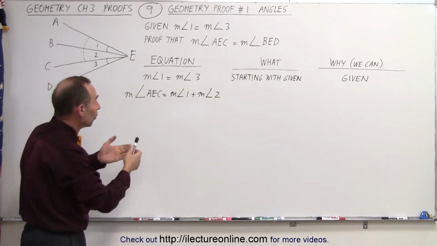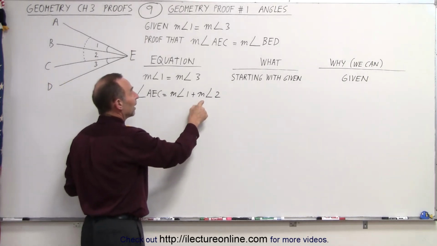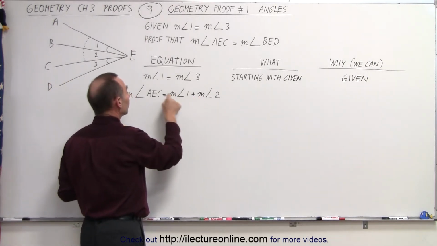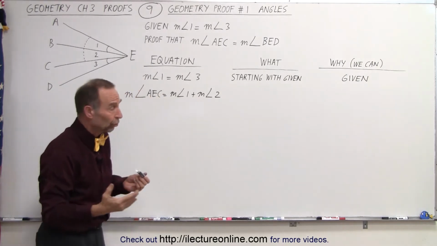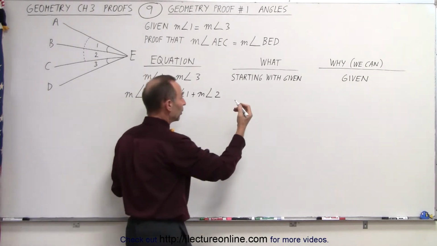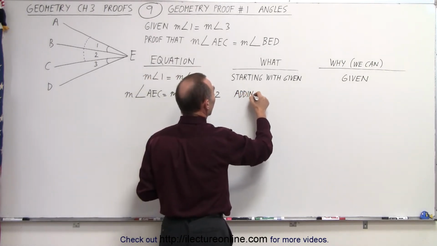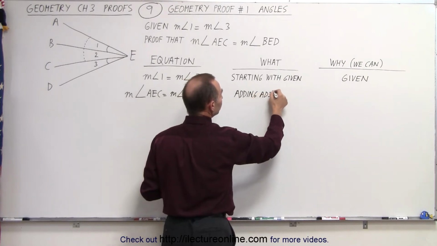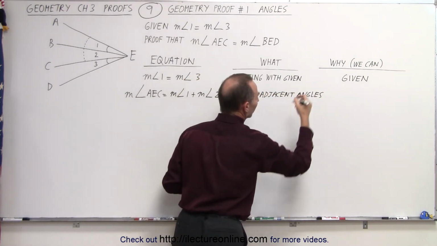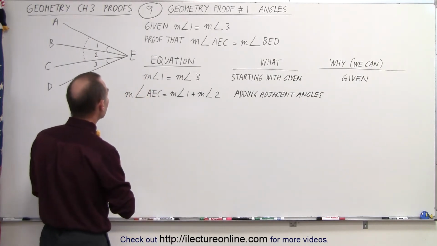Well, first of all, what are we doing here? We're adding two angles together and saying that the sum of the measure of these two angles equals the measure of this angle. So what are we doing? We're adding angles, and in particular, we're adding adjacent angles. Question is, why can we do that? What gives us the right to make that statement?